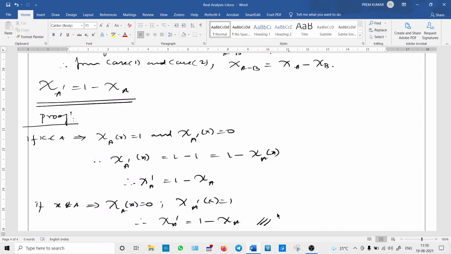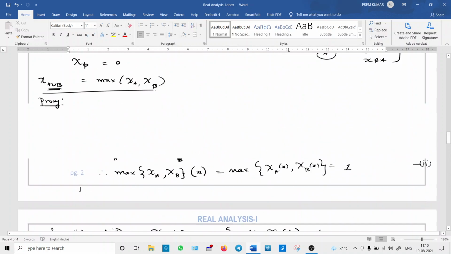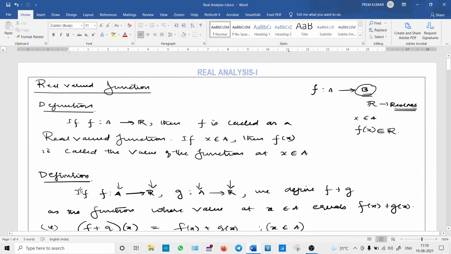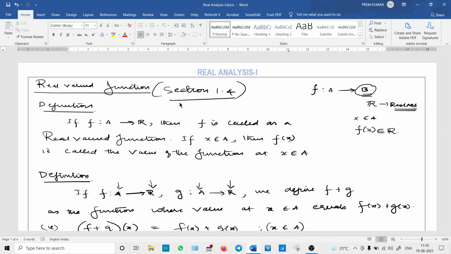Okay. And this section, we name it as section 1.4. This is called section 1.4. You can always put the section name. This is real valued functions, section 1.4, and students must refer to exercise 1.4 of the reference book and try to solve all the problems.